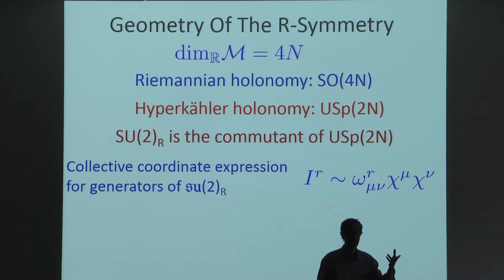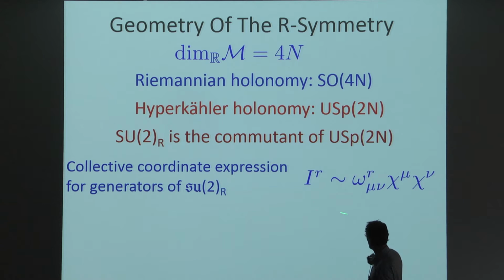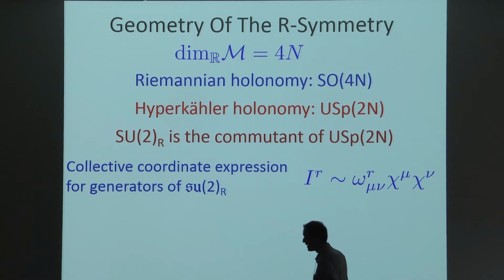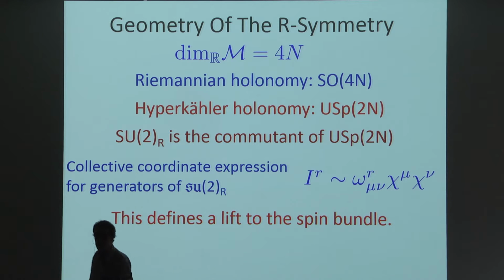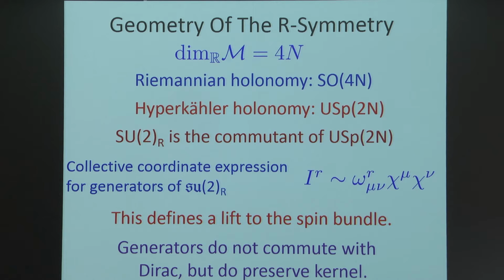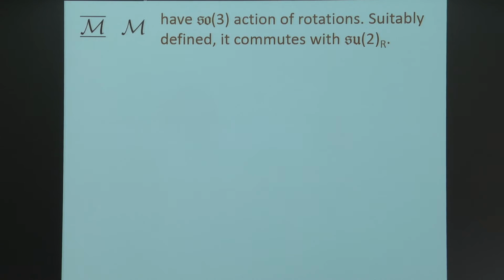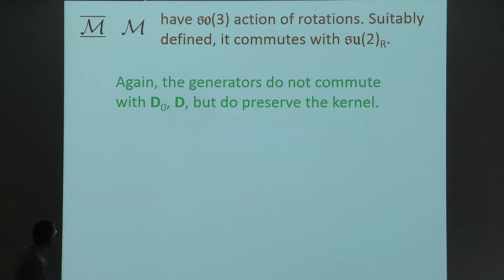And back in the collective coordinate quantum mechanics, there's a very explicit formula for the generators of that SU(2)_R symmetry. The omega^R here are the three Kähler forms. The chi^mu's become gamma matrices, so this automatically has a lift to the spin bundle. And these generators actually don't commute with the Dirac operator, but they do preserve the kernel. Okay, so the SU(2)_R is acting on the geometrical BPS space this way. Very similarly, there's an SO(3) action on these moduli spaces, and suitably defined, it commutes with the SU(2)_R. And again, it doesn't commute with the Dirac operator, but it does preserve the kernel.